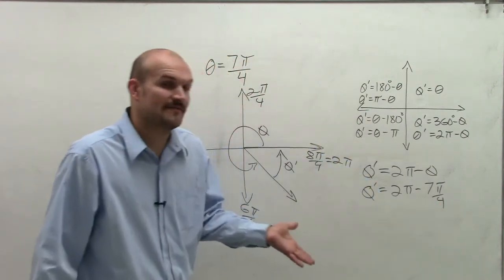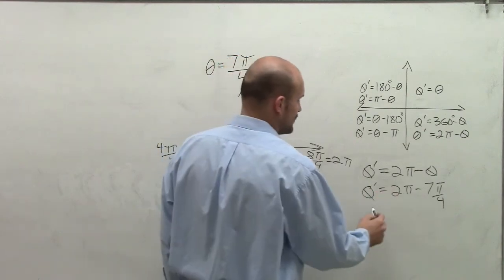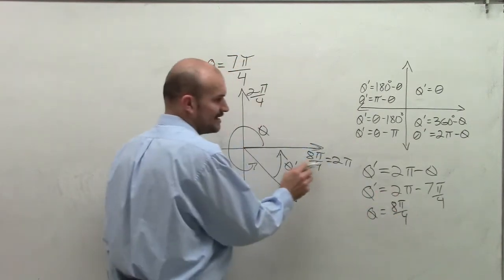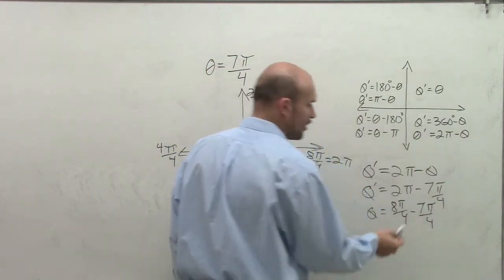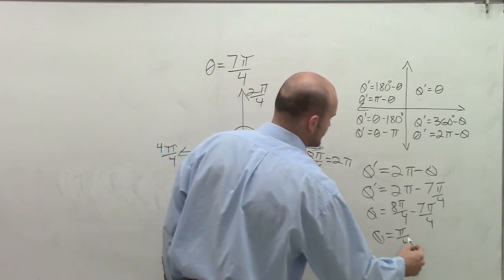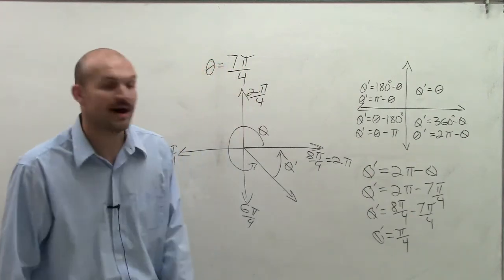Now, to subtract 7 pi over 4 from 2 pi, I've got to get them to be the same denominator. So I'm going to rewrite 2 pi as 8 pi over 4. As we stated here, they're equivalent to each other. So minus 7 pi over 4. And therefore, you can see that, again, my thought is correct. And my theta prime, my reference angle, is going to be pi over 4.